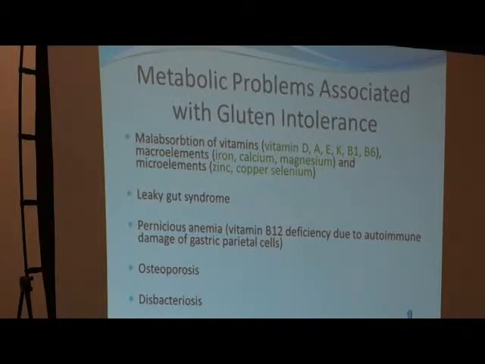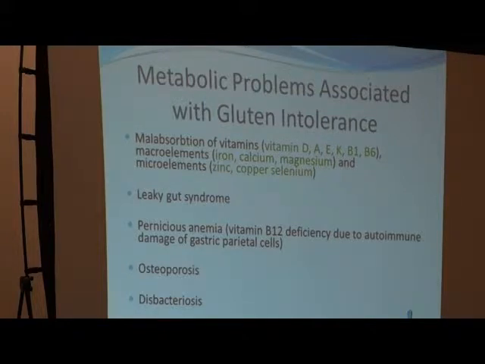So malabsorption of microelements such as iron, calcium, magnesium is extremely common, especially iron. And malabsorption of microelements such as zinc and copper and selenium is extremely common. And when you have selenium malabsorption, you may end up with hypothyroid state because selenium controls thyroid function. So leaky gut syndrome is extremely common, and we'll talk about that tomorrow because we have a whole presentation on leaky gut syndrome tomorrow. Pernicious anemia, which is an autoimmune disease affecting our gastric mucosa and causing B12 deficiency.